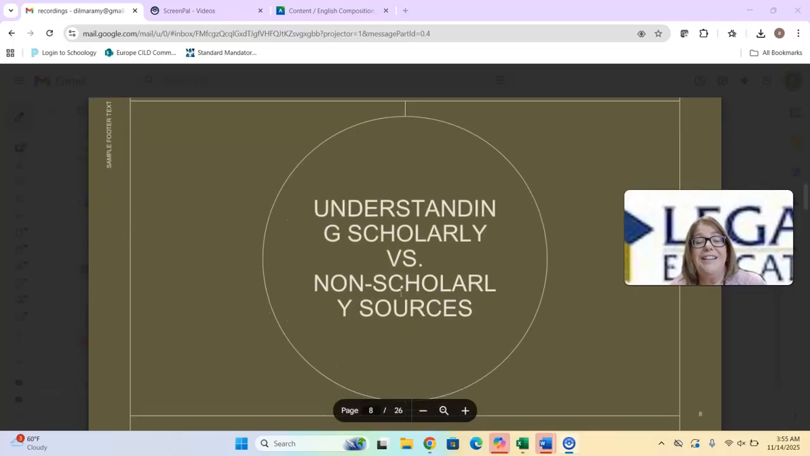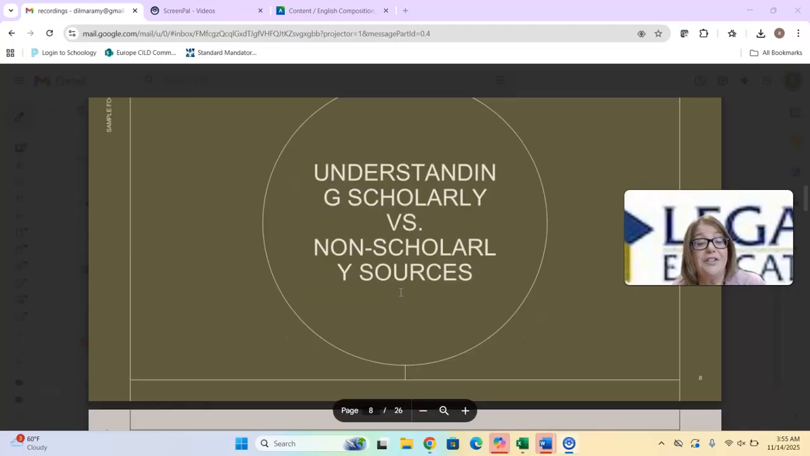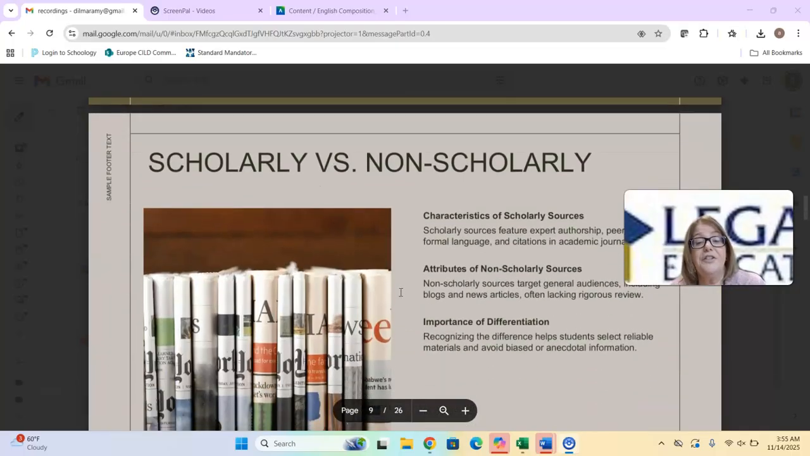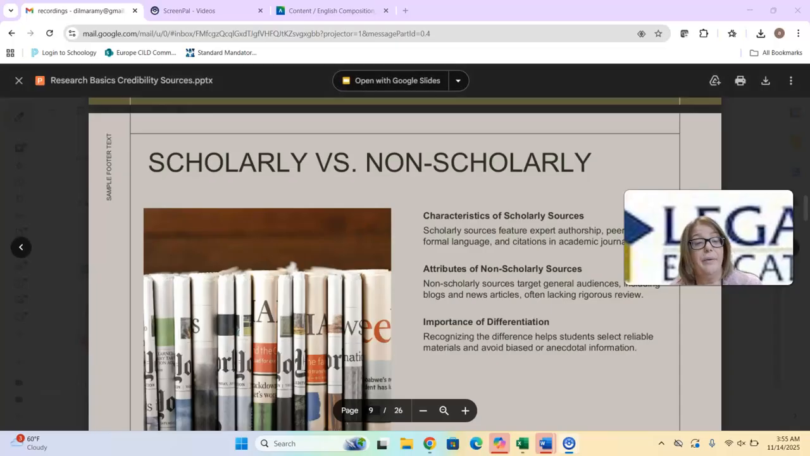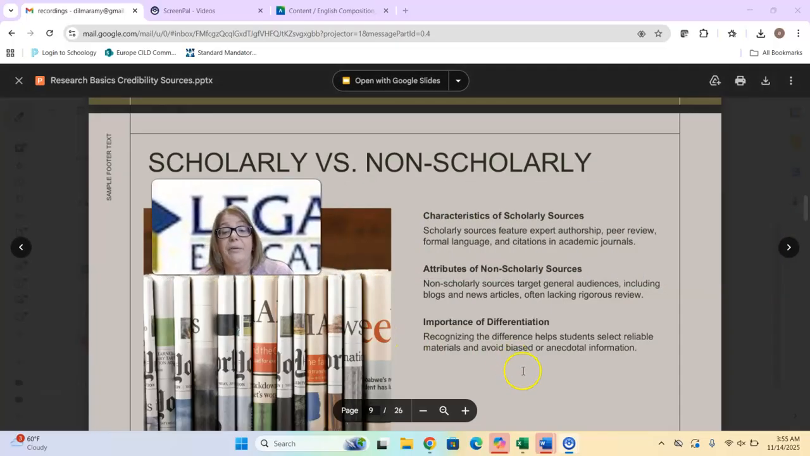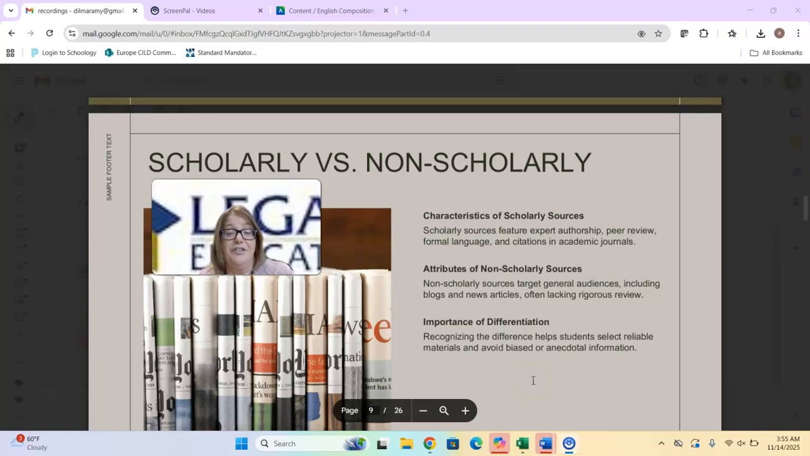So this attends to what the slide here is about: scholarly versus non-scholarly sources. Here's just a summary, and I'll move myself out of the way again, of the information between scholarly and non-scholarly. I kind of described it a minute ago in lay terms, but here are the academic words for you to see the difference between those two. I'll give you just a couple of minutes to read this.